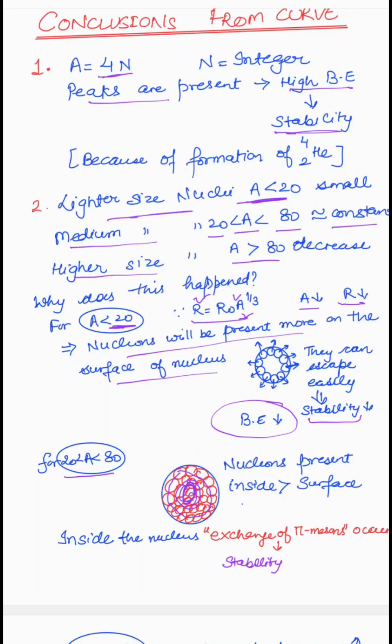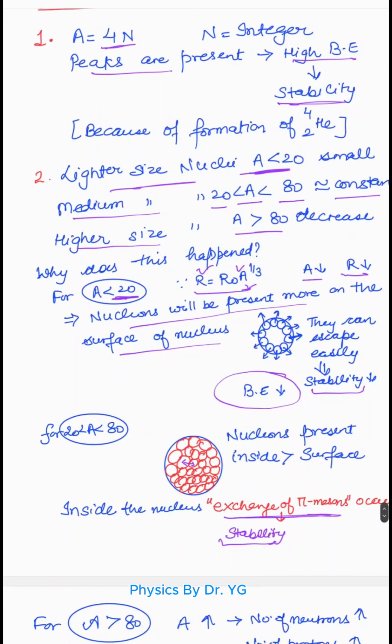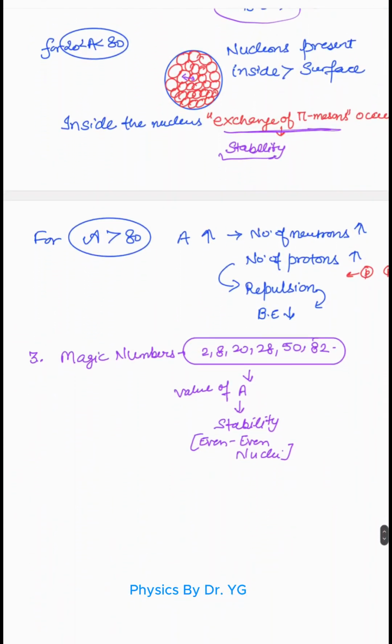Now in this case the nucleons present inside the nuclei are much higher than that present on the surface. So inside the nuclei, nucleons can easily undergo exchange of pi mesons. As we know, whenever there is an exchange of pi mesons, which leads to the nuclear force, there is stability, and the more the stability, the more the binding energy, and the binding energy becomes constant in this scenario.